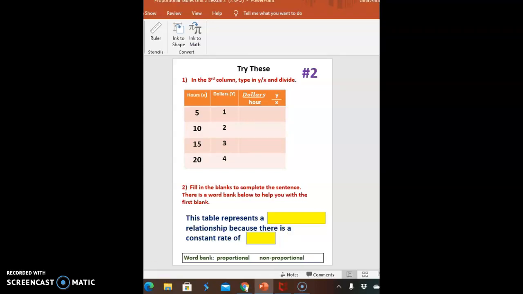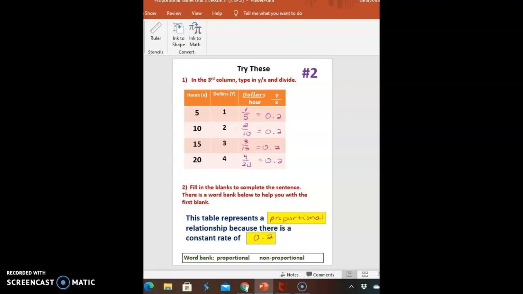All right, so on this one, we had to do dollars per hour, our y over our x. Let's set up all of our fractions. 2 over 10, 3 over 15, and 4 over 20. If you wanted to use a calculator, you do 1 divided by 5, you get 0.2. 2 divided by 10, 0.2. 3 divided by 5, 0.2. Or 4 divided by 20, 0.2. So you can see that this is a constant rate. So the table represents a proportional relationship because there's a constant rate of 0.2.